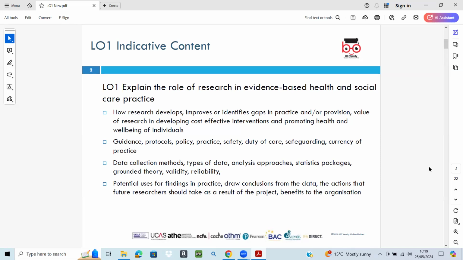And we have discussed the types of data: we have quantitative data and we have qualitative data. If we discuss quantitative data, it is numeric data that can be measured and analyzed statistically. And if we discuss qualitative data, it's descriptive data that explores concepts, opinions, or experiences.